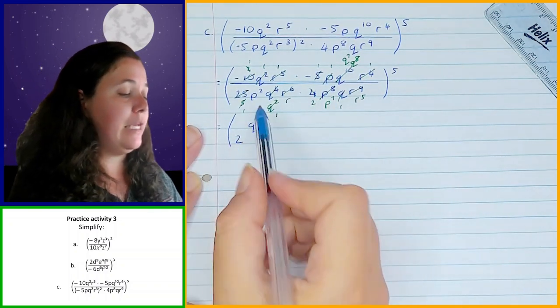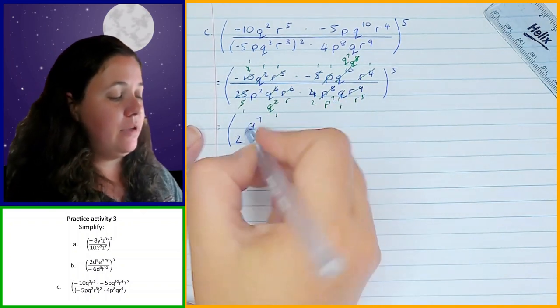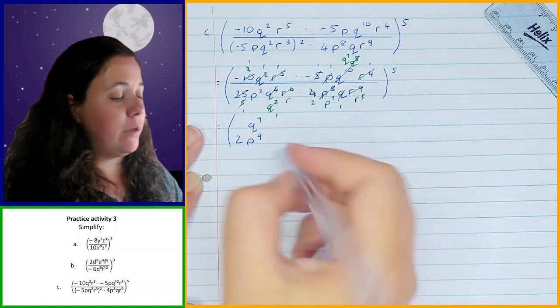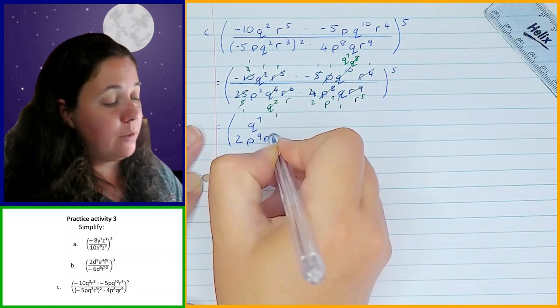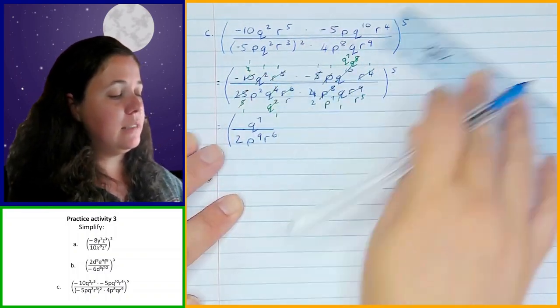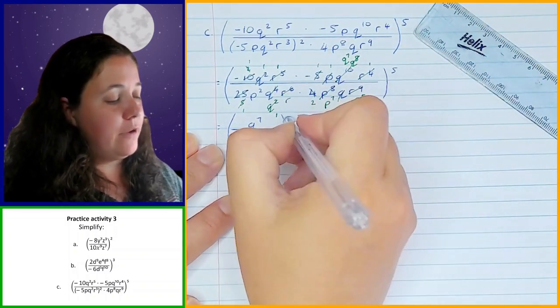Then we're going to do our p's. I've got p squared times p to the power of 7 is p to the power of 9. And then I've got r times r to the power of 5 is r to the power of 6. And all of that is to the power of 5.